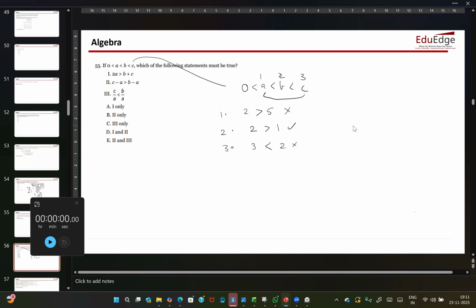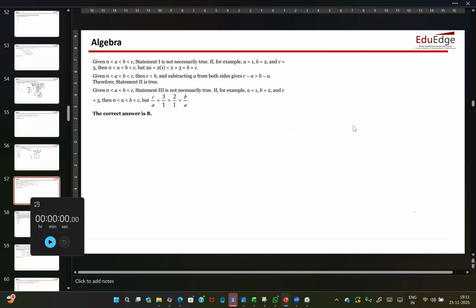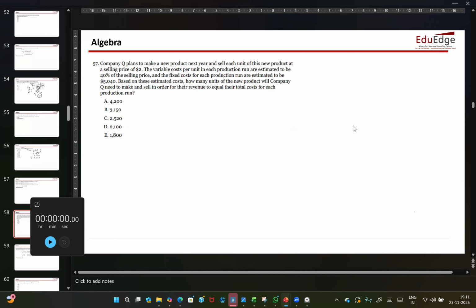Correct? Correct. Yeah. So it's only 2. Best to take values and validate quickly. Right. I did the same thing. Yeah, good. All right.